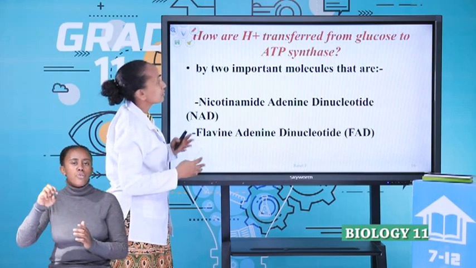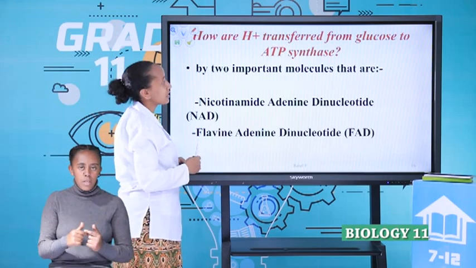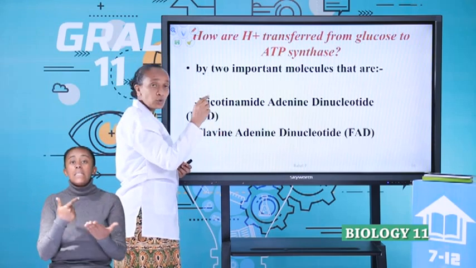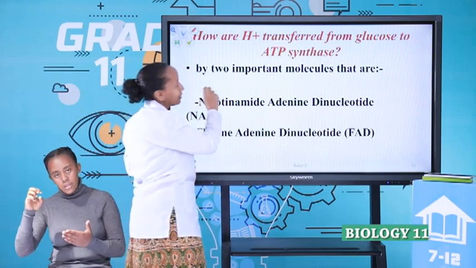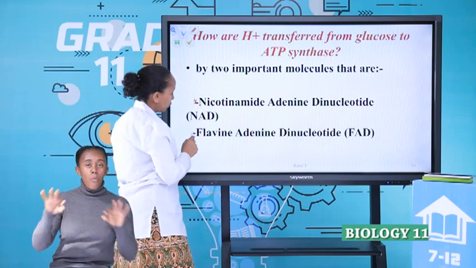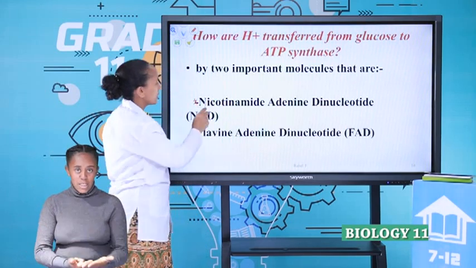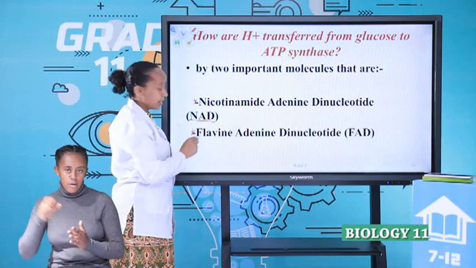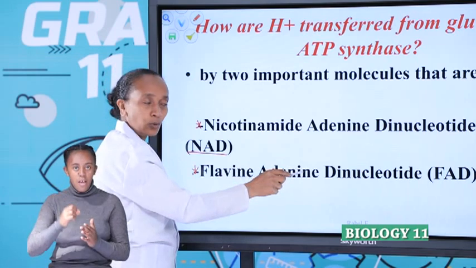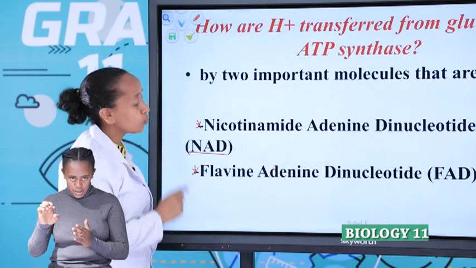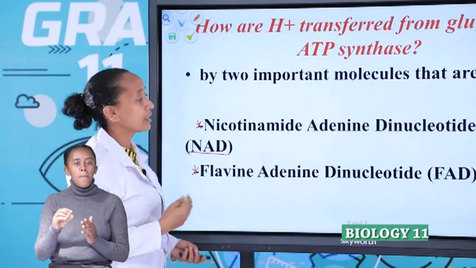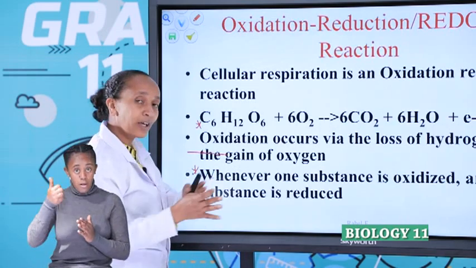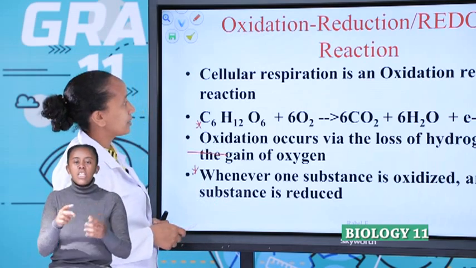The hydrogens come from respiratory substrates when they break down in the process, and these hydrogens can be taken by two important molecules. These are nicotinamide adenine dinucleotide, or in short NAD, and flavin adenine dinucleotide, or FAD. These two molecules are very important in carrying hydrogen from the respiratory substrate and transferring the hydrogen to ATP synthase.